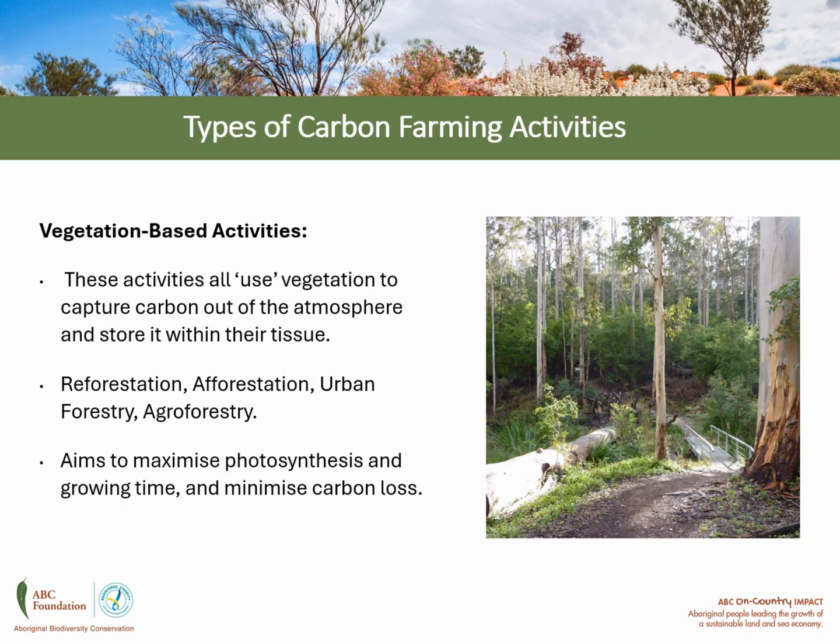So firstly, vegetation-based activities. These activities all use vegetation to capture carbon out of the atmosphere and store it within their tissue. Examples of this include reforestation, which is just re-establishing forests after they'd been cut down. Afforestation, which is establishing completely new forests where there never was before. Urban forestry is just integrating vegetation within urban environments. And agroforestry, combining agriculture and forestry together. These methods aim to maximize photosynthesis and growing time and minimize their carbon losses to the environment.